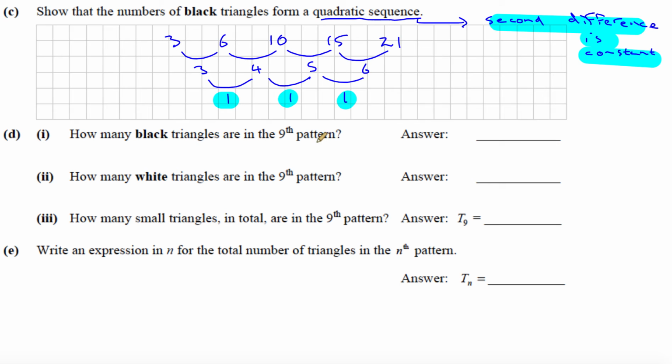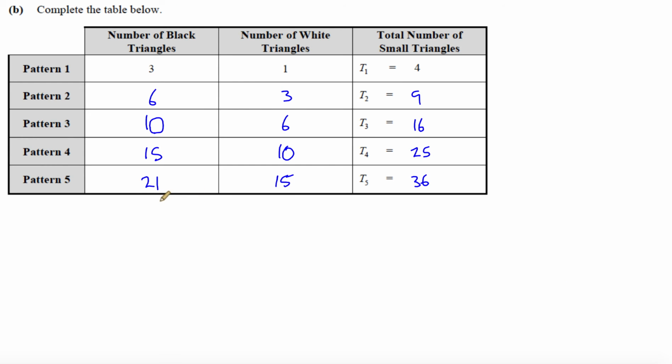Part D says, how many black triangles are there in the 9th pattern? Then how many white triangles are in the 9th pattern? And how many triangles in total are in the 9th pattern? So if we go back here and just continue the sequences up to the 9th pattern. So pattern 6, 7, 8, 9.